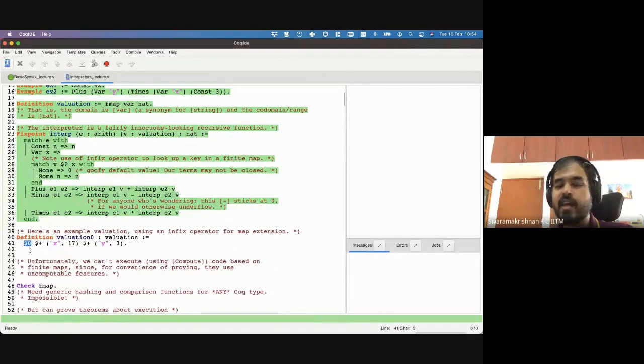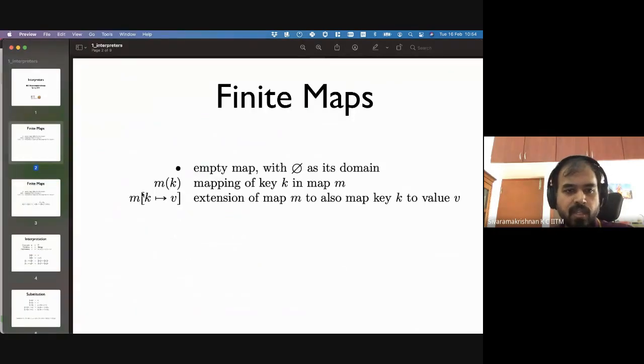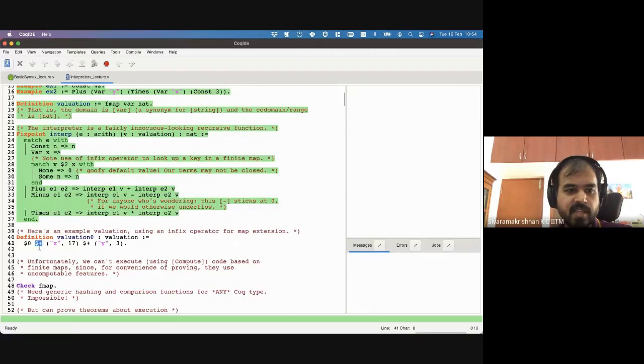Again, this is a fairly open choice, so it was just chosen as an empty map. The way you extend it is using this dollar plus. This extension syntax here is the same as this extension here. All you're saying is that this valuation 0 has two bindings, one for x and one for y. When you look up x in valuation 0, you get 17. When you look up y, you get 3. So we write it in this form.